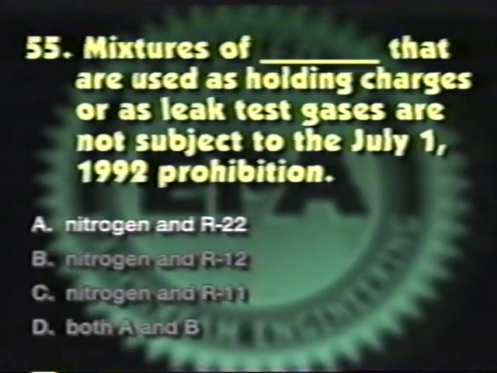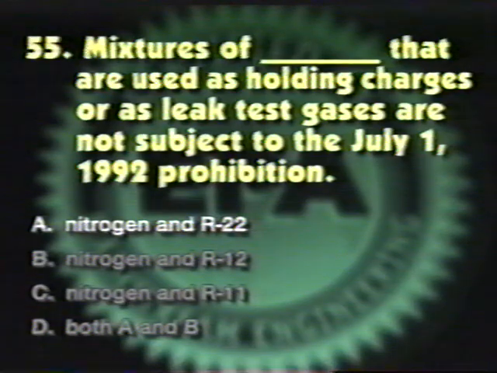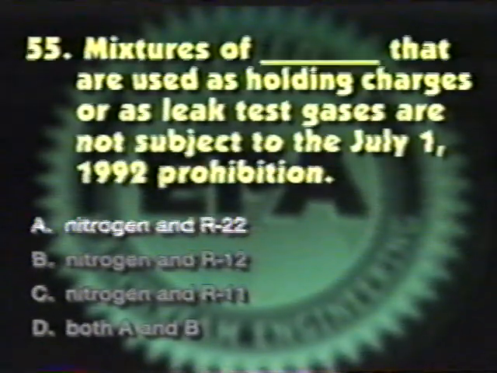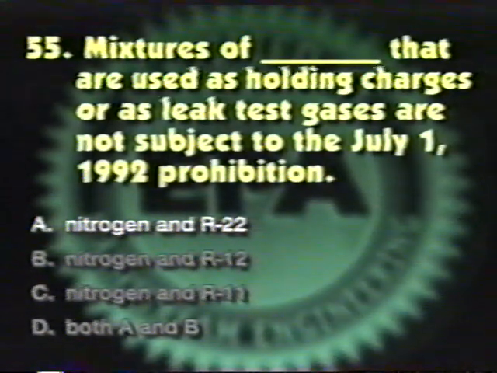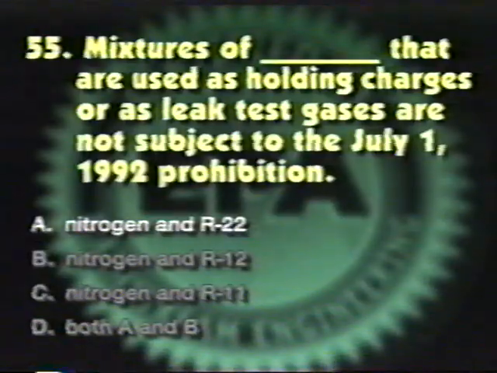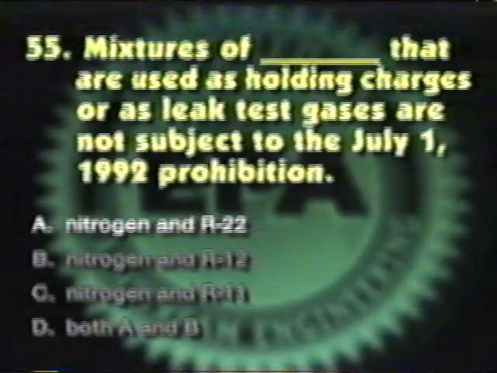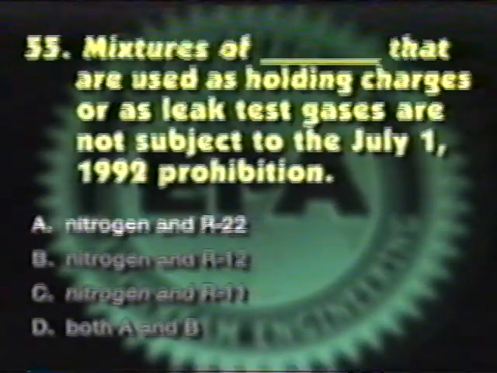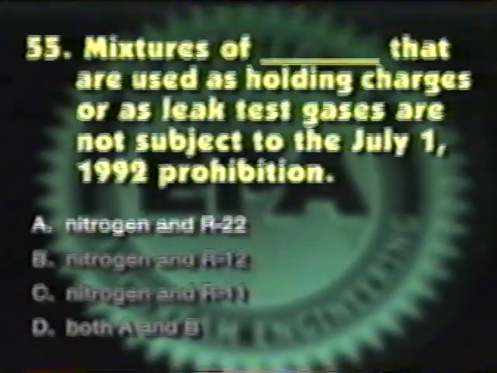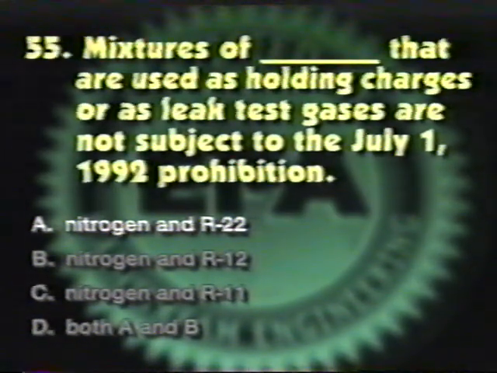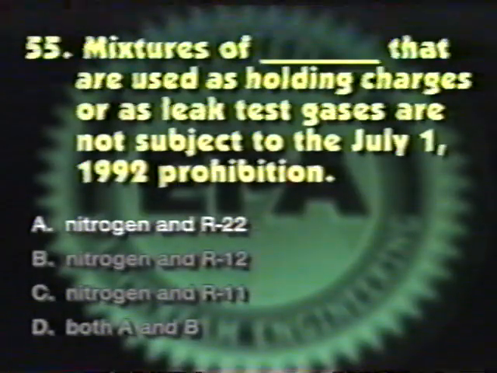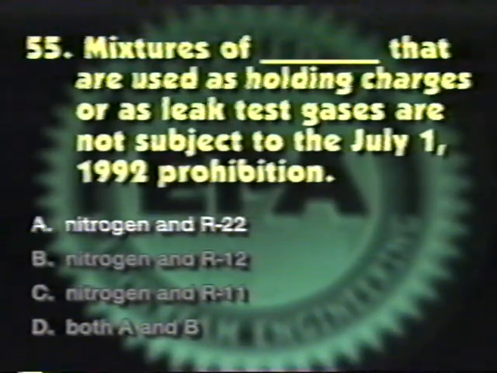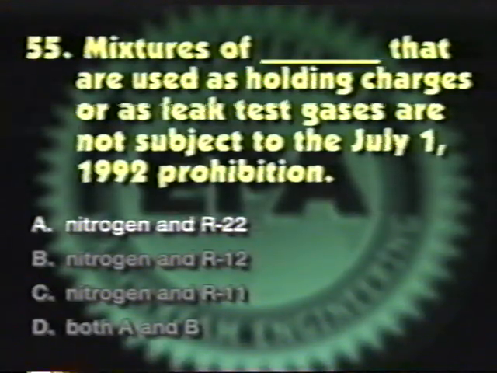The correct answer is A. Mixtures of nitrogen and R22, and only R22 nitrogen mixtures, that are used as holding charges or as leak test gases are not subject to the prohibition on venting, meaning they do not have to be recovered. However, as stated earlier, a technician may not avoid recovering refrigerant by adding nitrogen to a charged system.